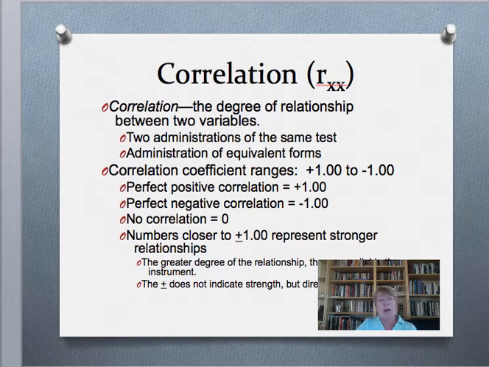Numbers closer to a positive or a negative 1.0 represent stronger relationships, and the greater degree of the relationship, the more reliable an instrument is. And that would also be true for validity. And we'll see how we look for that relationship in validity. But in the case of looking at technical adequacy of tests, we want scores to go in a positive direction, so that the closer to positive 1.00, the better. And remember, the plus and minus doesn't indicate the strength of the correlation. It simply indicates which direction it's going in.